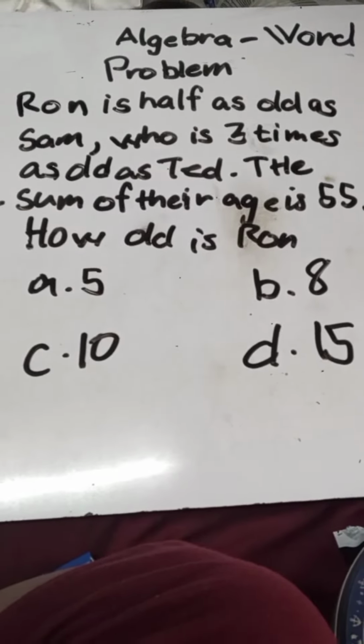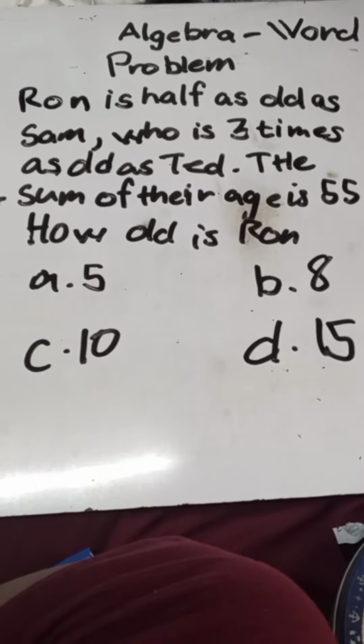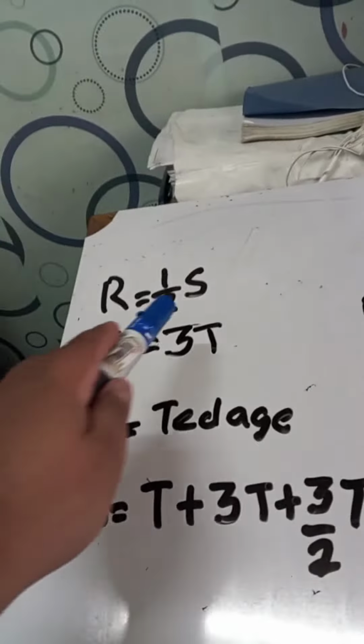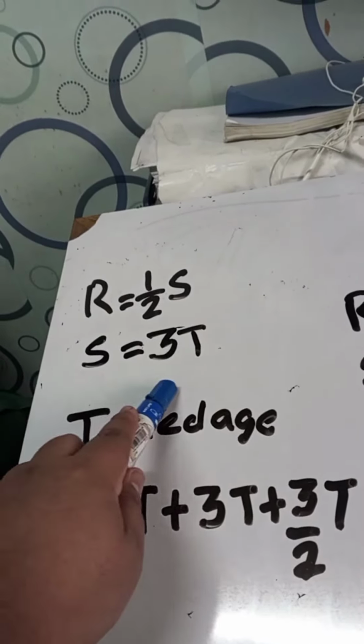This is a word problem from Algebra. Pause it if you want to catch up. Ron's age is one half of Sam's age, and Sam's age is three times Ted's age.